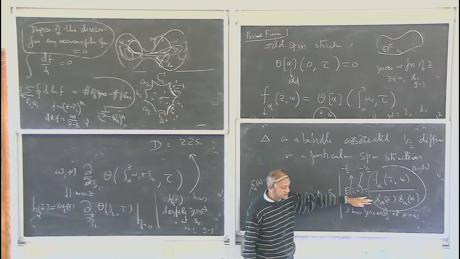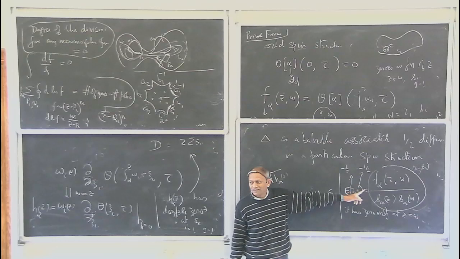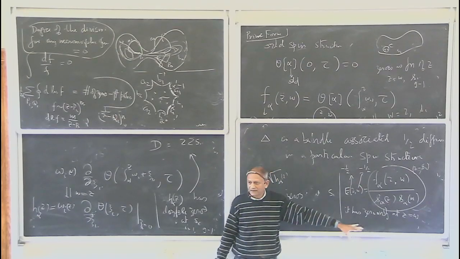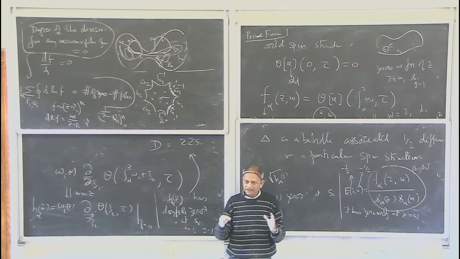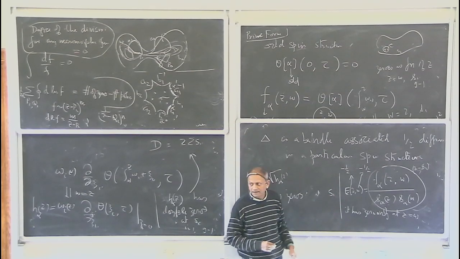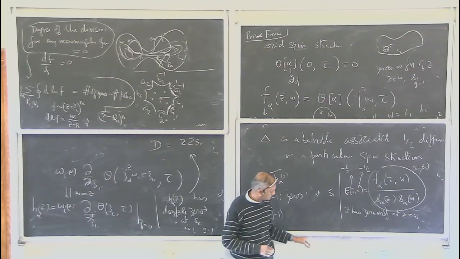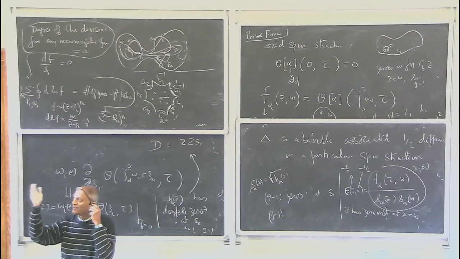But this itself is not going to be the Green's function, or the inverse of that is not going to be the Green's function, because it's still quasi-periodic, right? But this will be the important ingredient, actually the crucial ingredient in constructing the correlation function. Okay.